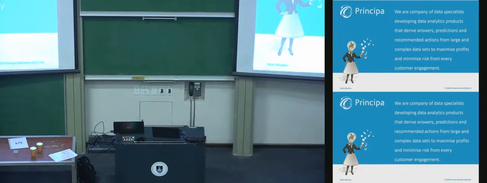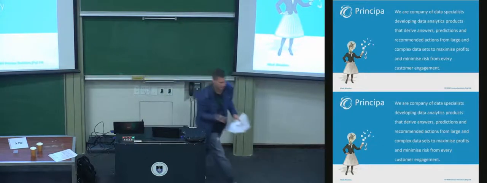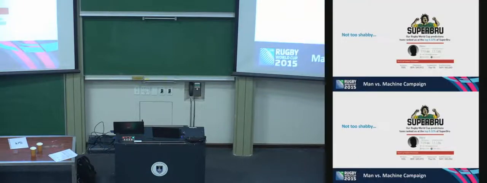So yeah, I work for Principa. We have historically been doing some very stable models for the financial services sector, doing some good tricks with weights of evidence and mathematical programs to build very stable models. Recently moving into more machine learning space with bagging algorithms, etc. So what we are probably most famously known for is getting into the top 0.32% of the Rugby World Cup predictions using some very basic tricks, which was a great marketing campaign for us.